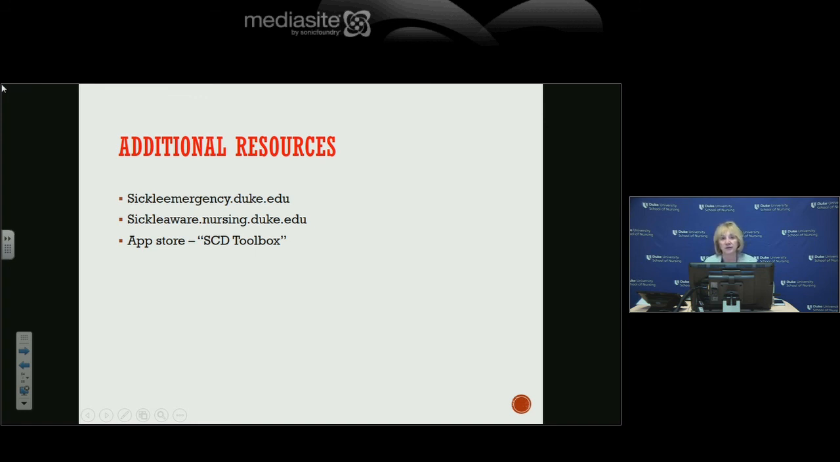SickleAware.nursing.edu is where you'll actually find this presentation, as well as more information about both the research grants that are ongoing. And then finally, the App Store. If you go to the App Store and look for SCD Toolbox, the algorithm will be part of that toolbox, as well as other algorithms as well.